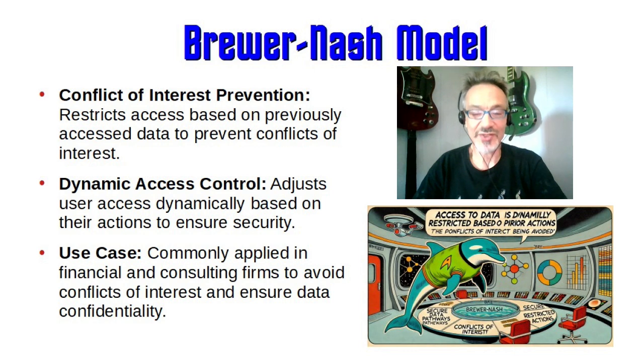Its use cases are commonly applied in financial and consulting firms to avoid conflicts of interest. The rules of operation: the model operates on the principle that a subject can only access one data set from some conflict of interest class. Once they've accessed that data set, they're prevented from accessing others in that same class. For the exam, it's crucial to understand how the Brewer and Nash model differs from the other security models, where Bell-LaPadula and BIBA have that multi-level or hierarchical process.